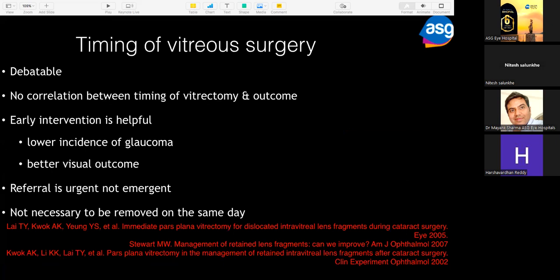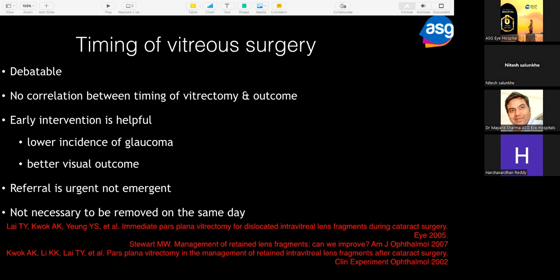Now, once you've decided that the case needs intervention, the next step is, when do you do it? As for the timing of surgery, there are enough studies which have shown that there's no correlation between timing of vitrectomy and outcome. I think it's the individual surgeon's decision. If you're sure that the case needs intervention, early intervention is always better. You don't want to wait for a complication to happen.